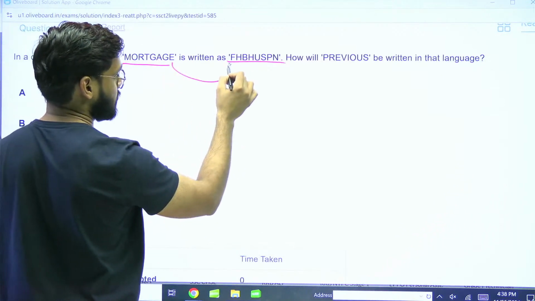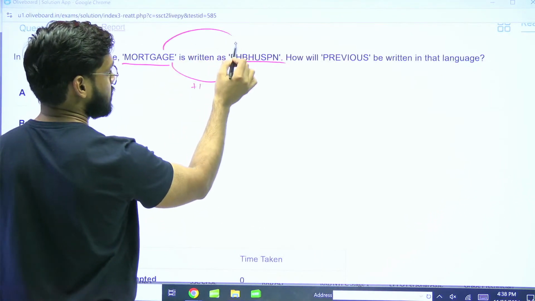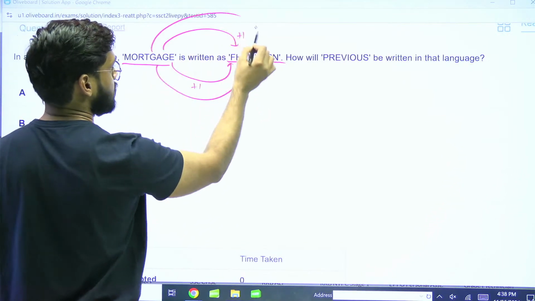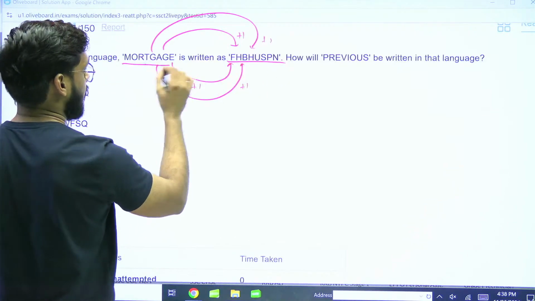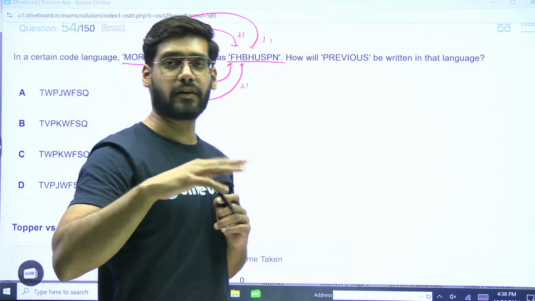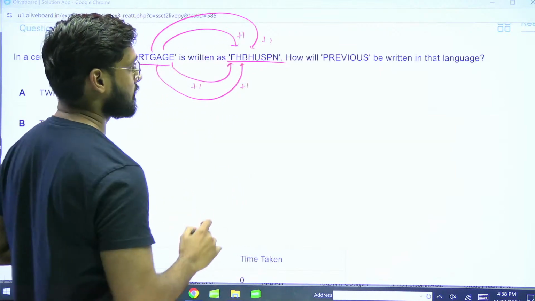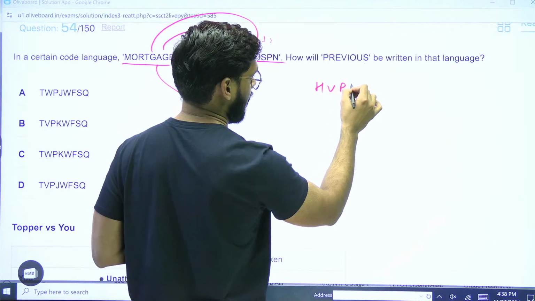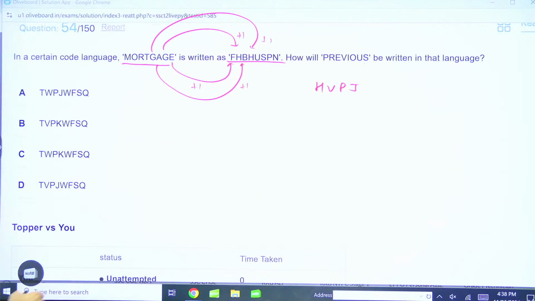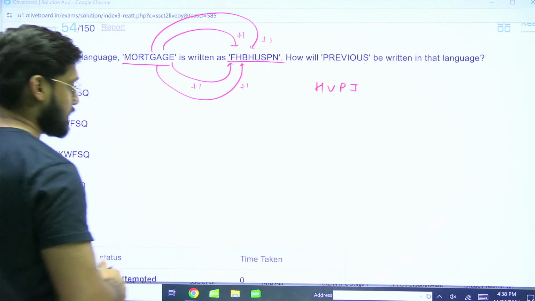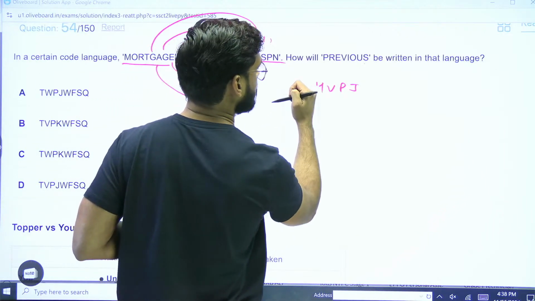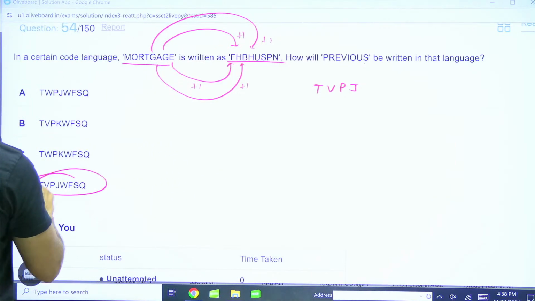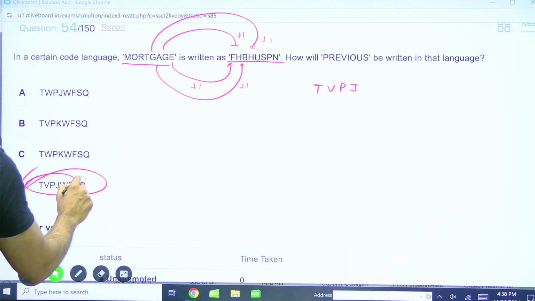So E is connected with F, plus 1; G to H, plus 1; A to B, plus 1; G to H, plus 1; T to U; R to S; O to P; M to N. All the letters have been shifted one position forward, right? Similarly, we will do this for the given word. It should be T, TVPJ. Option D has TVPJ. Let's mark D. D is the right answer.